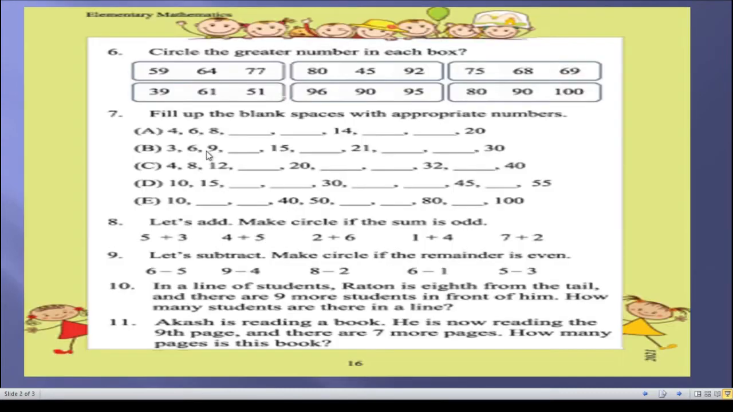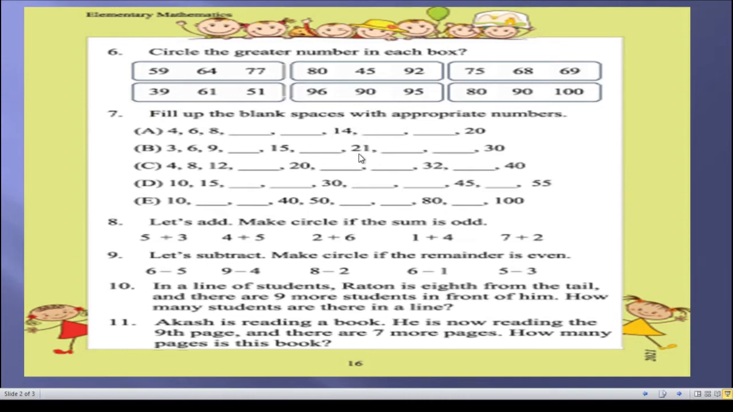And if we add 3 more with this 9, what will be the answer? 9 plus 3 is equal to 12. So we can fill this gap with 12. And 12 plus 3 is equal to what? 12 plus 3 is equal to 15, and that is why we are seeing a 15 here. 15 plus 3 is equal to what? 15 plus 3 is equal to 18, and that is why you should fill this gap with 18. 18 plus 3 is equal to 21, and that is why you are seeing 21 at this stage.